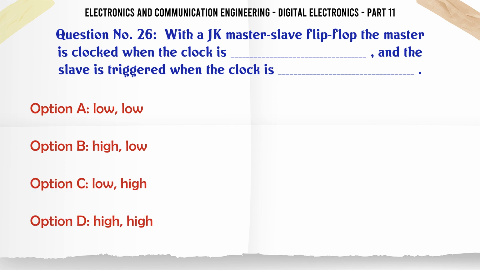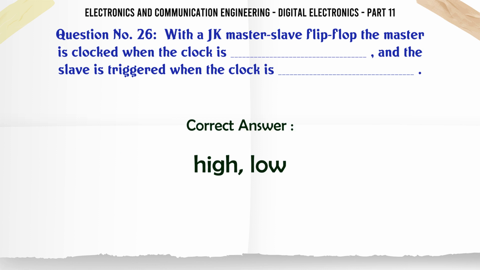and the slave is triggered when the clock is A. Low low, B. High low, C. Low high, D. High high. The correct answer is high low.